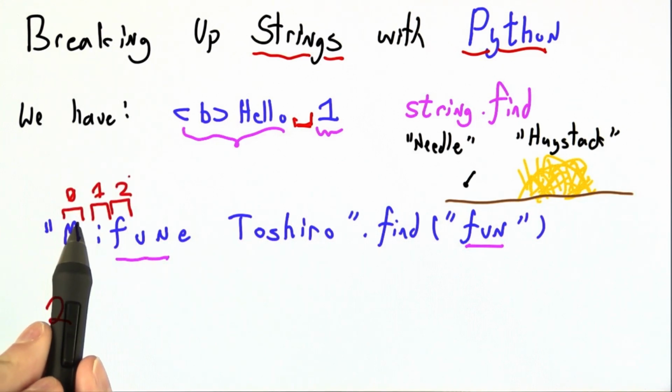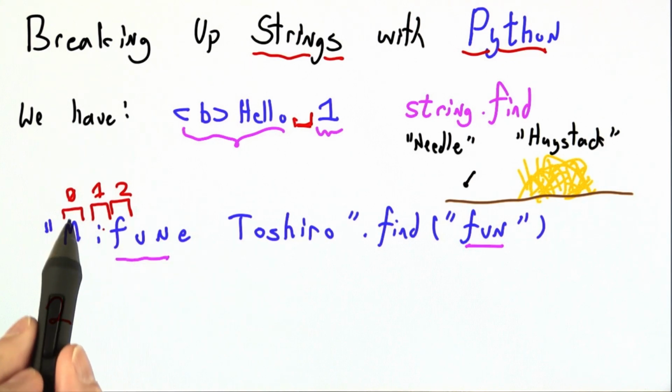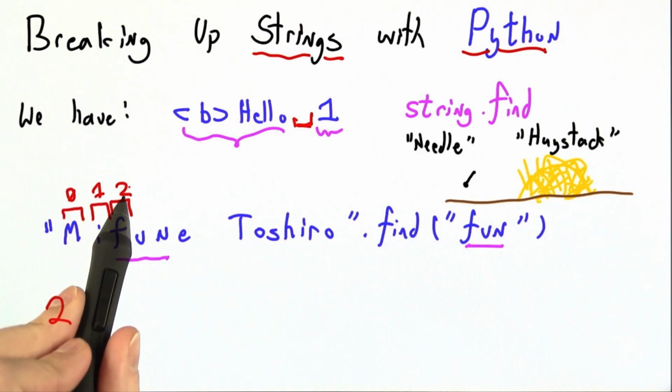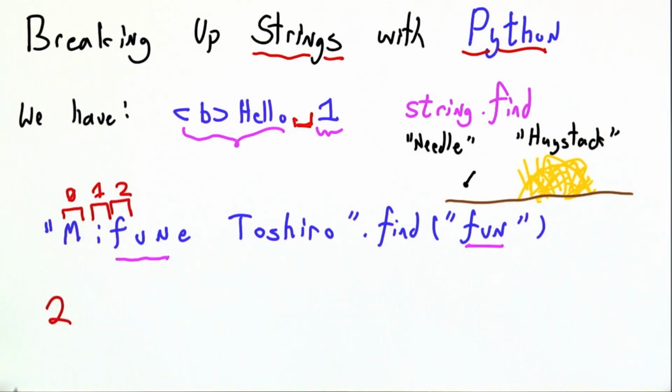Remember that Python strings, and in fact almost all Python collections, start counting at 0. So the M is at position 0, the I is at position 1, the F is at position 2, and that's where the fun starts.